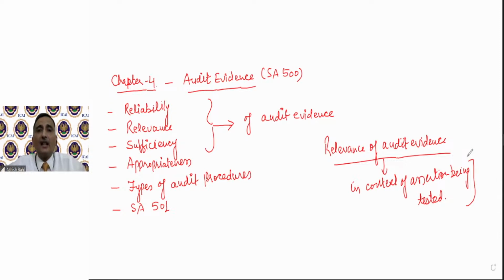Similarly, say if the controls in the company are functioning satisfactorily, the controls are okay, control risk is low, the controls are operating as intended.